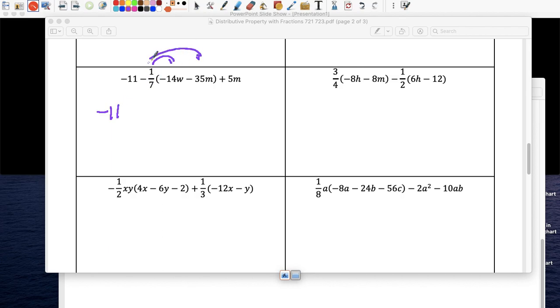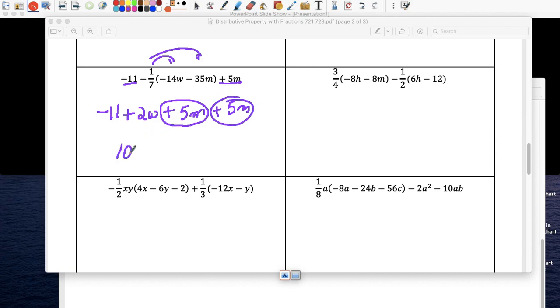Distributive property here. So we get positive 2w, and then negative 1/7 and negative 35 is positive 5m, plus 5m here. Right? This doesn't do anything, and this doesn't do anything. Those two terms just wait for the distributive property to be over, the parentheses removed, and now we can combine like terms. And you have like terms, this guy and this guy.